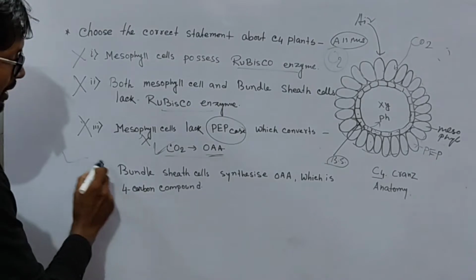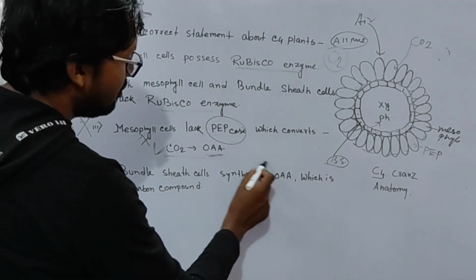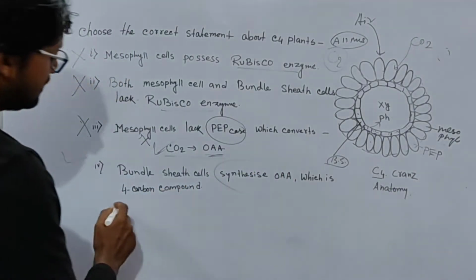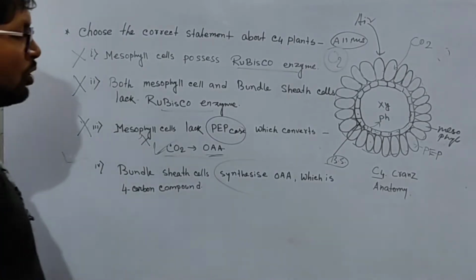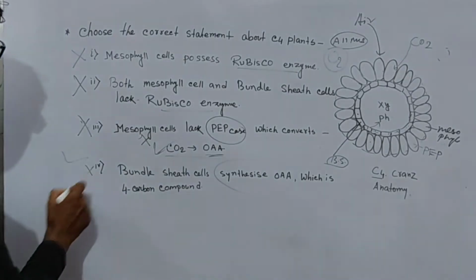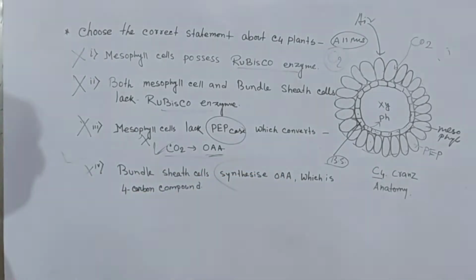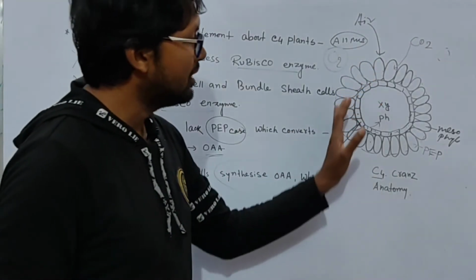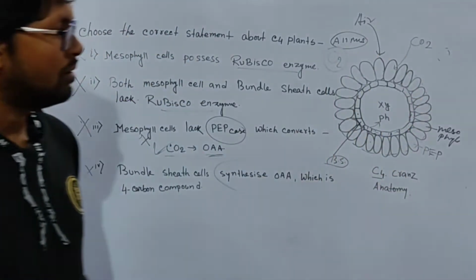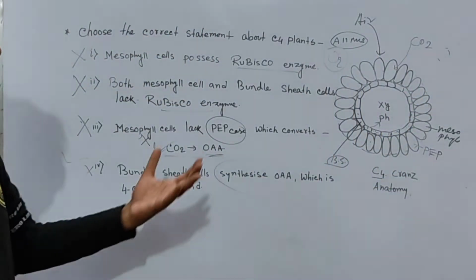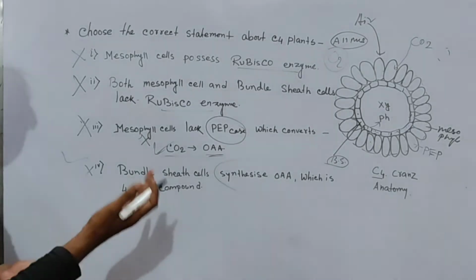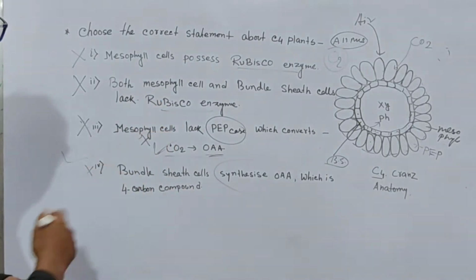The last option: bundle cells synthesize oxaloacetate, which is a 4-carbon compound. No, this is also a wrong statement. Bundle cells do not possess oxaloacetate, which is a 4-carbon compound. This is PEP carboxylase, the enzyme that acts on phosphoenolpyruvate. So what is the correct statement here?